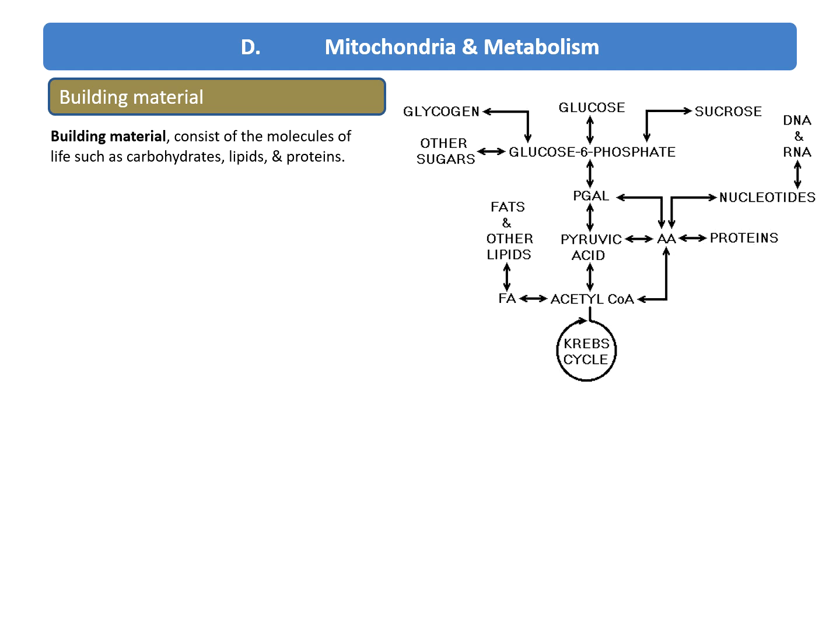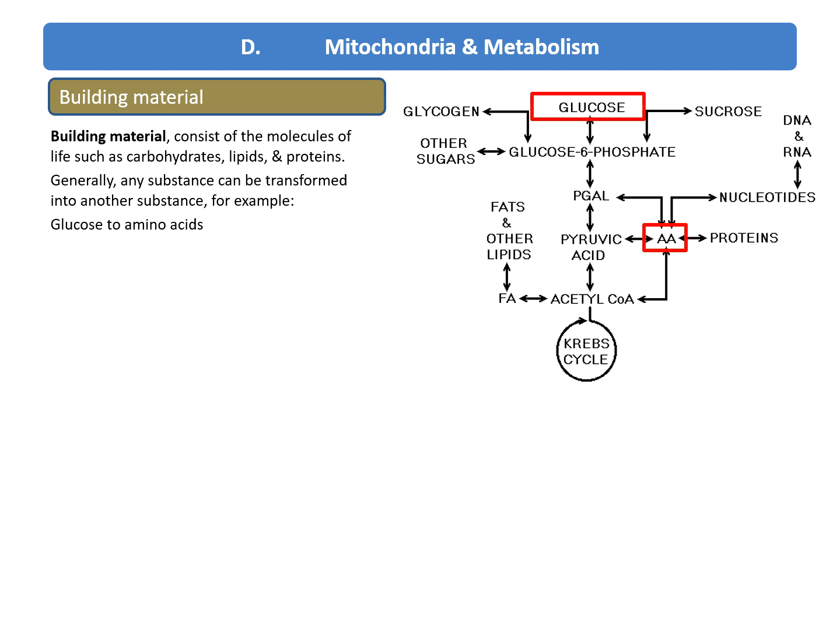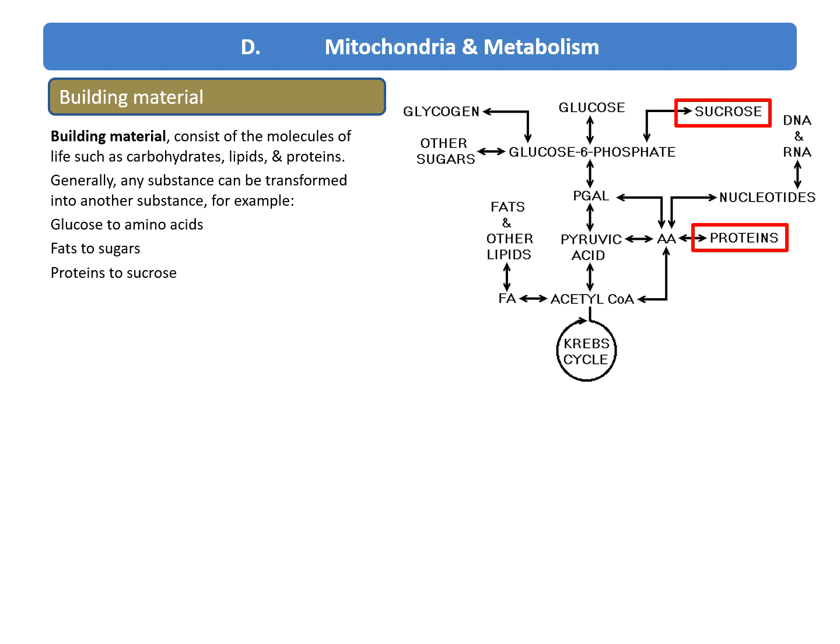Building material includes the molecules of life, carbohydrates, lipids, proteins, and some others. Generally, any substance can be transformed into any other substance. For example, glucose can be changed to amino acids. Fats can be transformed into sugars. Proteins can be changed into sucrose.